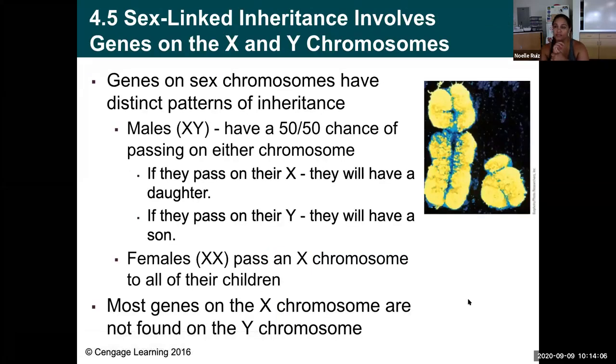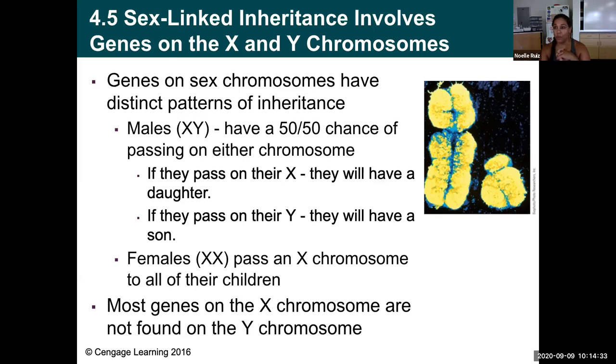Sex-linked inheritance involves X and Y chromosomes. So genes on sex chromosomes have distinct patterns of inheritance. Males have an XY as their sex chromosomes, and they have a 50-50 chance of passing on either chromosome. If during fertilization they pass on their X, they will have a daughter. If during fertilization males pass on their Y, they will have a son.